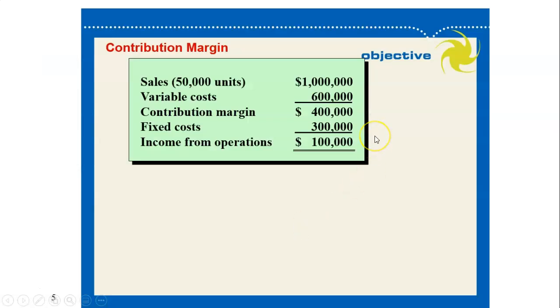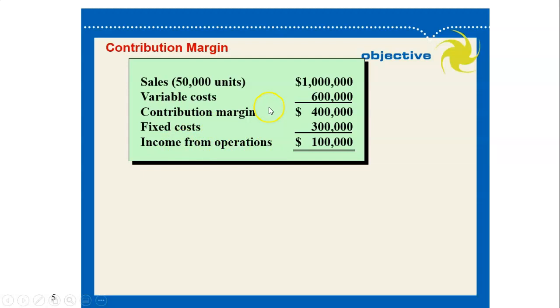So here is a contribution margin income statement. We're used to the regular income statement for GAAP. That is sales minus cost of goods sold, which is the costs of the factory, the cost of building the product, and that gives us gross profit. Then we subtract out the period costs, the cost of the office, and that gives us income from operations.